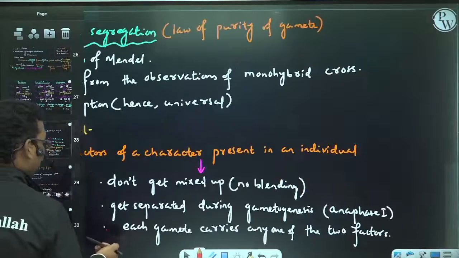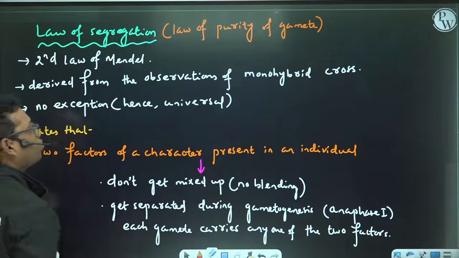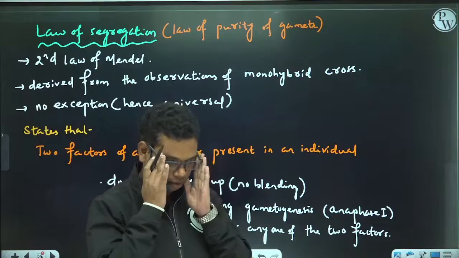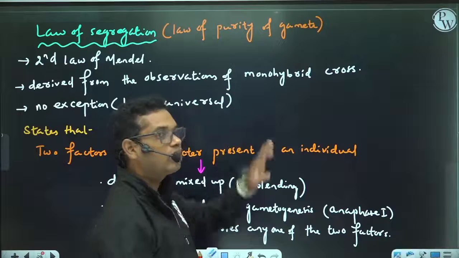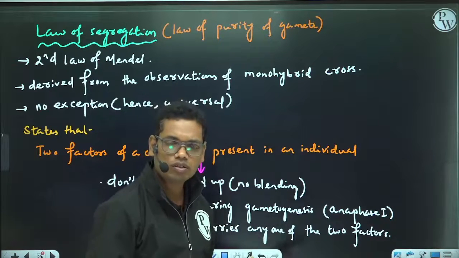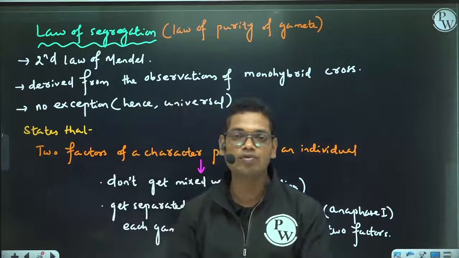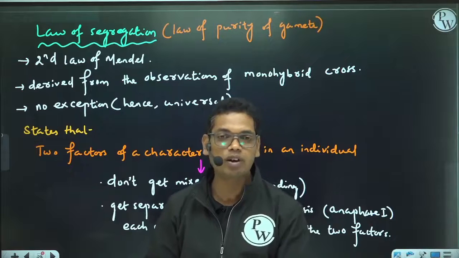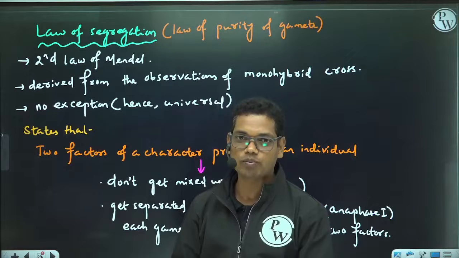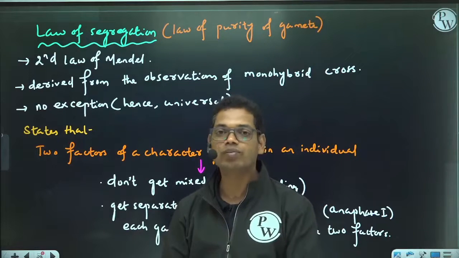Now let me tell you about the second law of Mendel. The second law of Mendel was the law of segregation. Segregation means separation. So this law of segregation is known as the law of purity of gametes. Why? I will tell you in this slide only. This is the second law of Mendel, and this law was obtained from the observations of the results of a monohybrid cross.